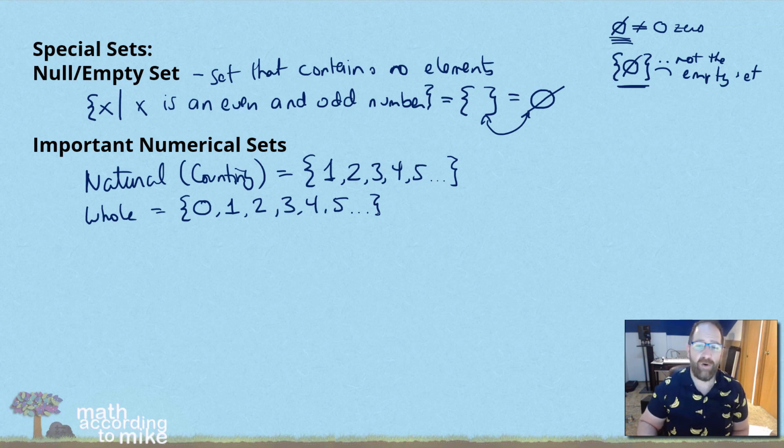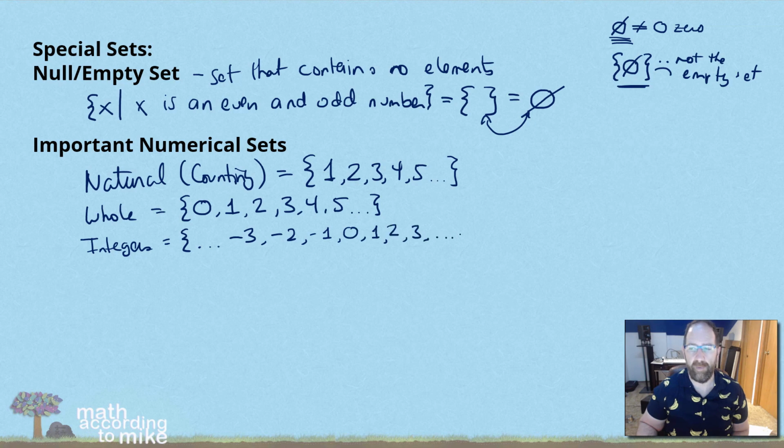Okay, if we take our whole numbers and also include the negative versions of them, we get what are called the integers. Notice this one has the 3 dots on both sides. Hooray.